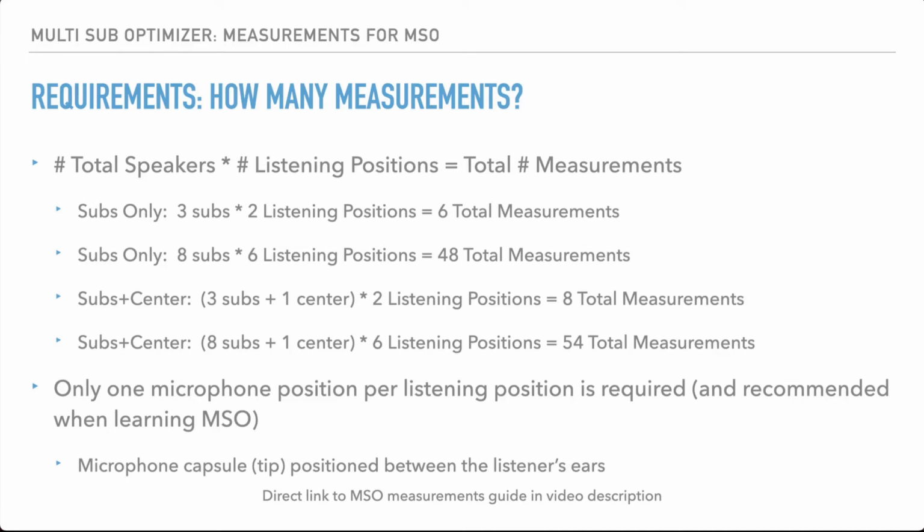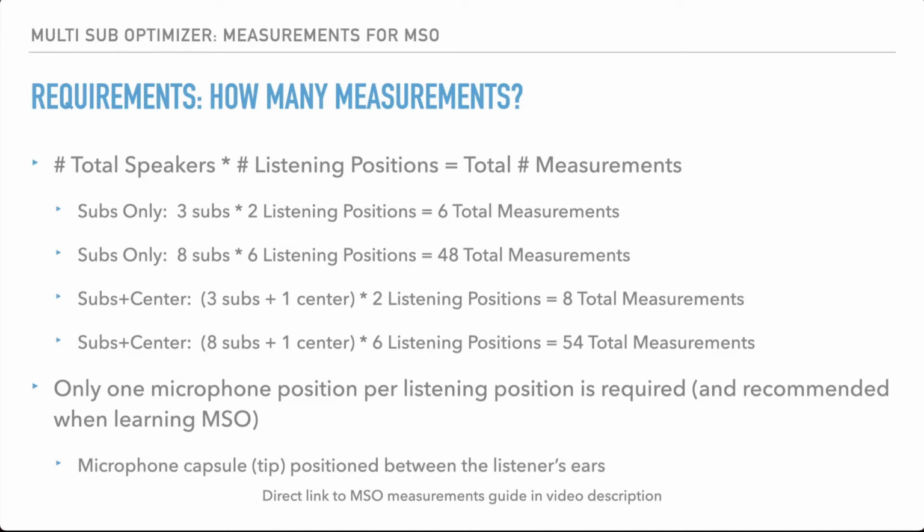So it actually ends up being my subs and my center, which is 4 speakers times 2 listening positions. 2 listening positions is 8 measurements. Using that other guy's example, 8 subs plus a center times 6 positions is 54 total measurements.